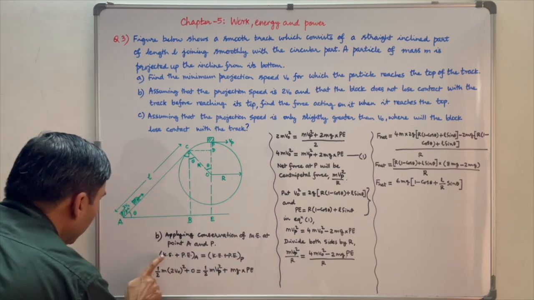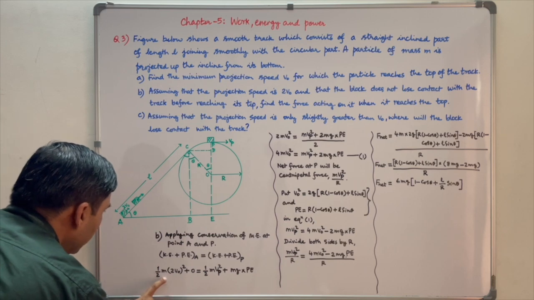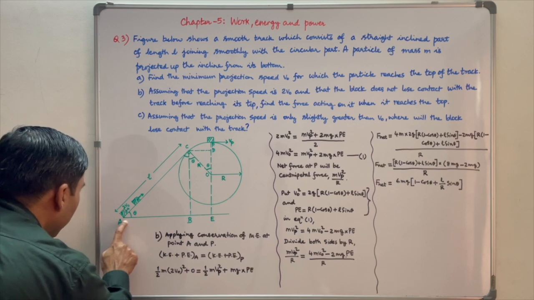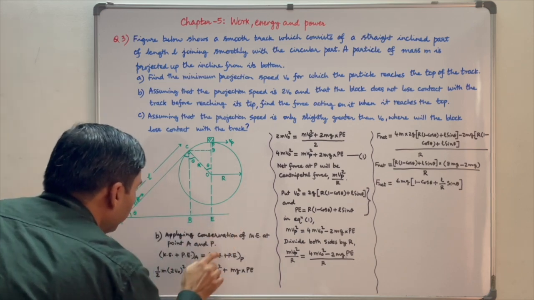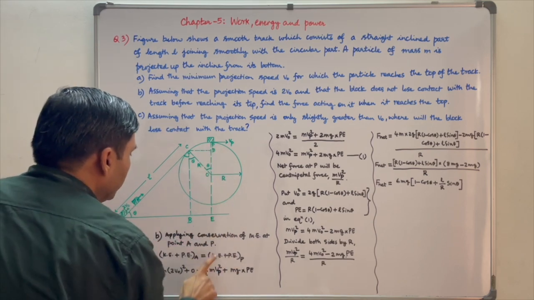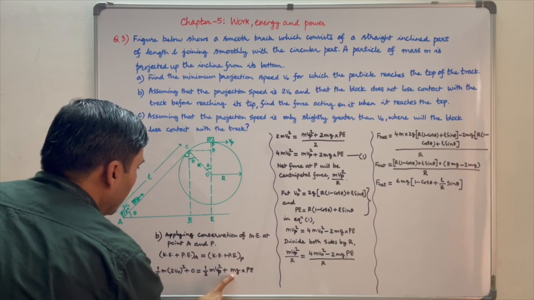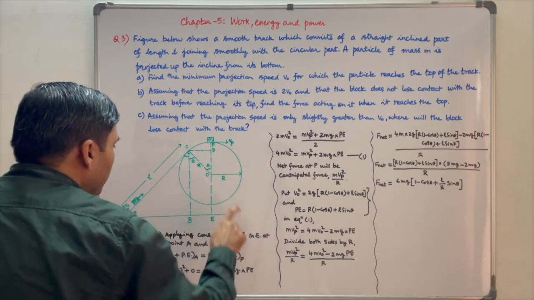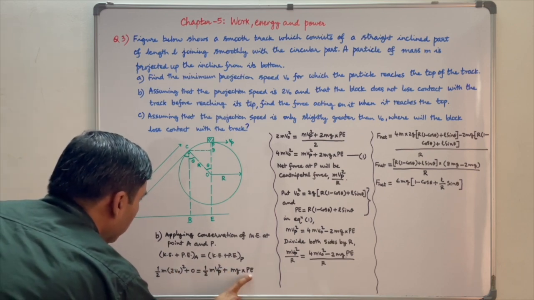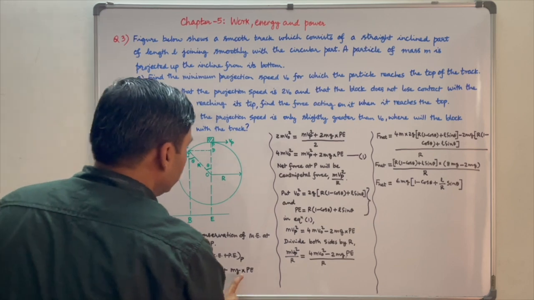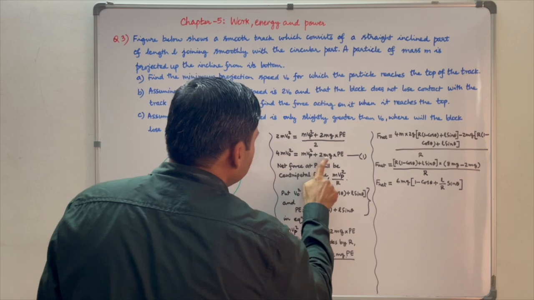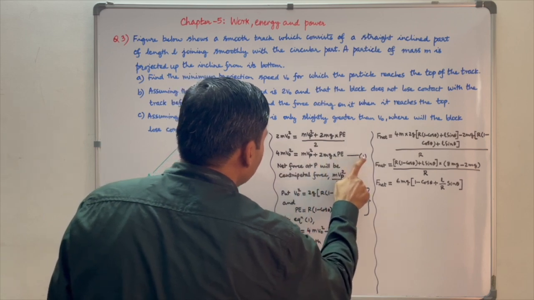Kinetic energy of the particle at A is half m into (2v0) whole squared. Potential energy is 0 at A because this is the reference line. Kinetic energy at point P will be half m Vp², and potential energy will be mg into this height, P. We have already calculated v0² and P in part A. So this gives 4mv0² = mVp² + 2mg into P. Suppose this is equation number 1.